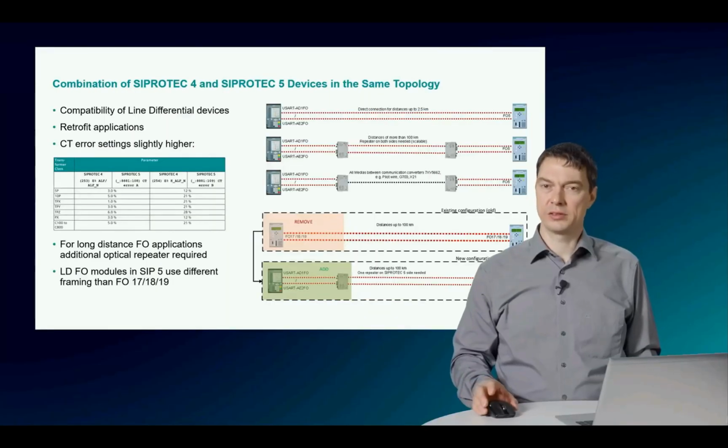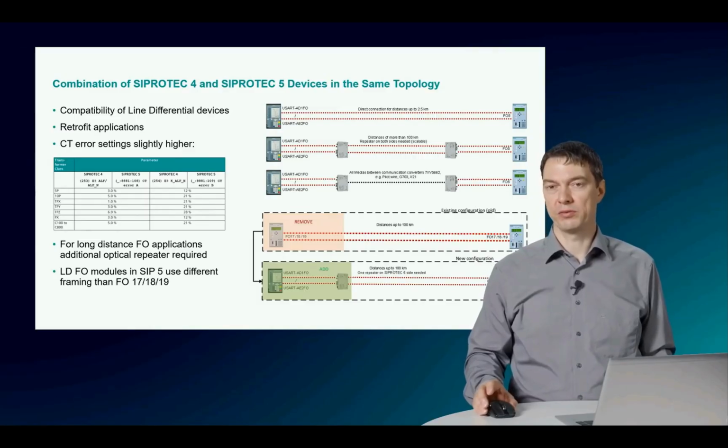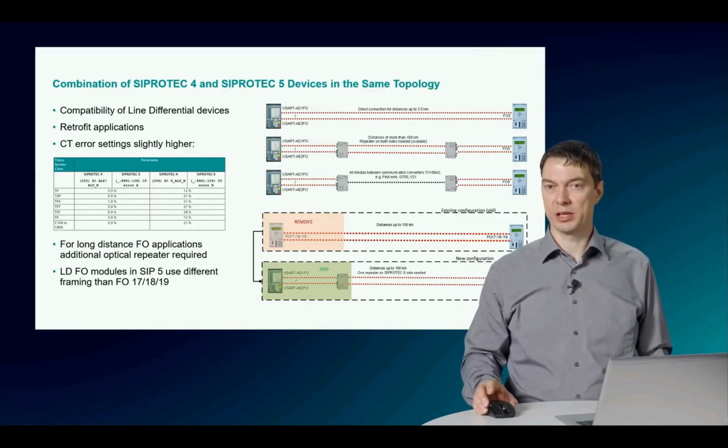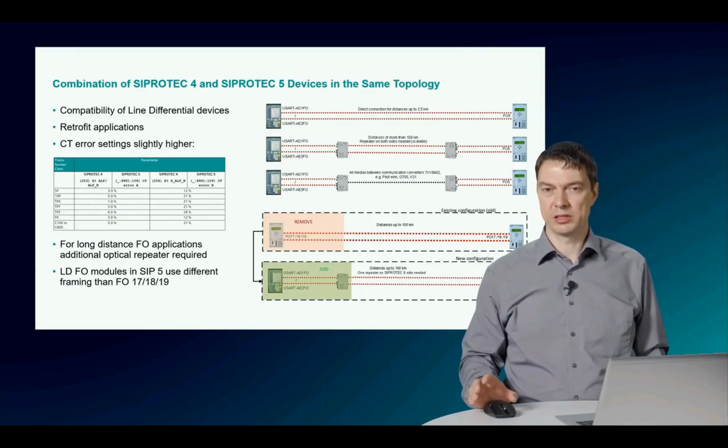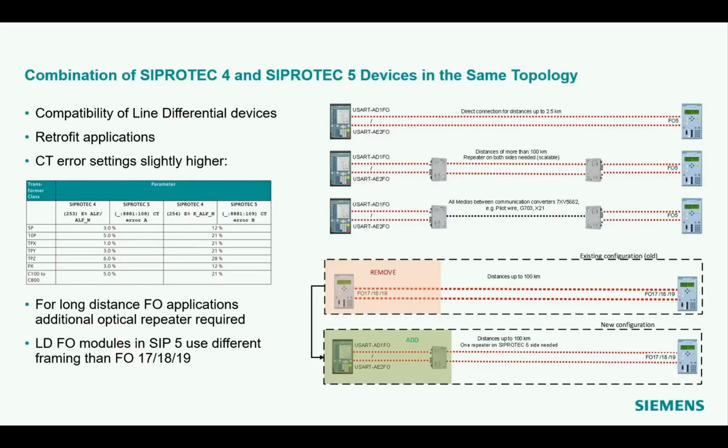If the remote end relay is a CProtect 4 device, some consideration needs to be done, which are summarized in this slide here. In general, the CProtect 5 and the CProtect 4 line differential devices are compatible. But for retrofit applications, you have to consider some aspects. For example, if you want a direct connection of up to 2 km, you can use the USART modules directly with the FO5 module in the CProtect 5 device.